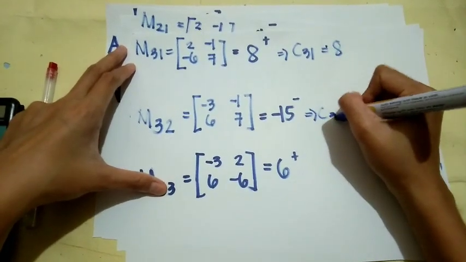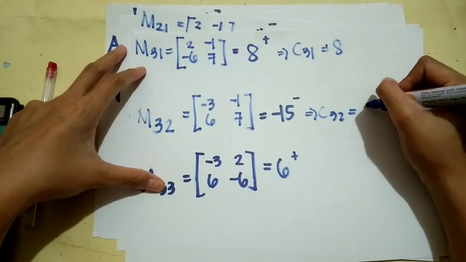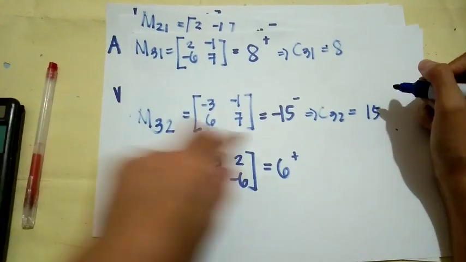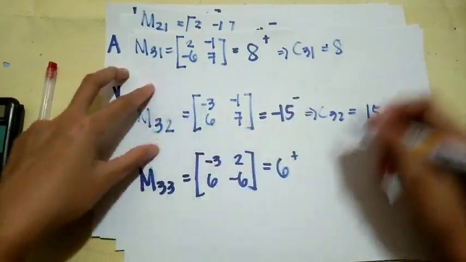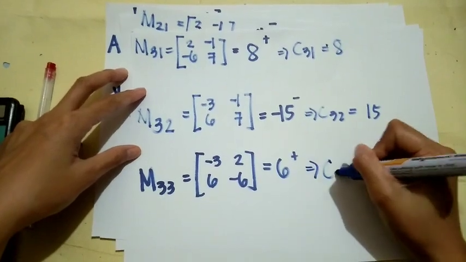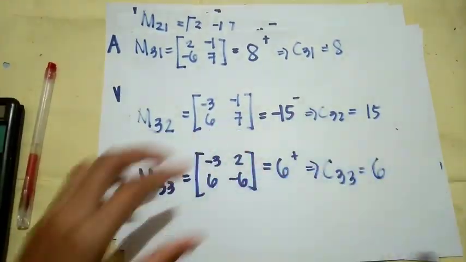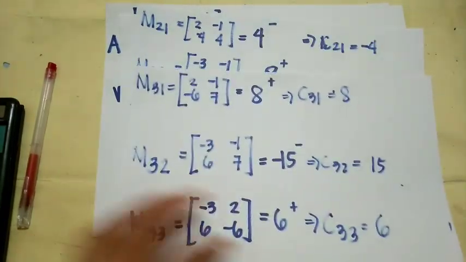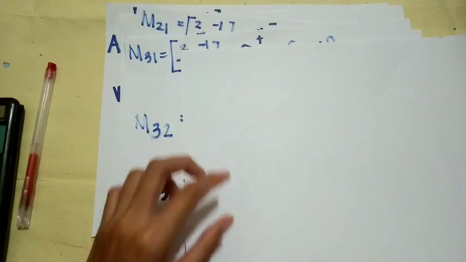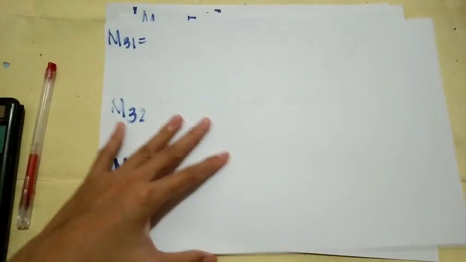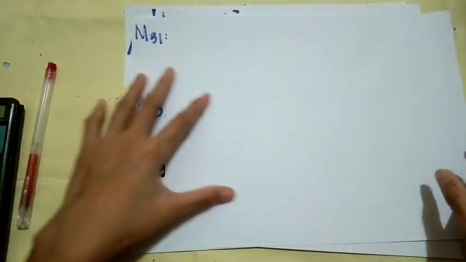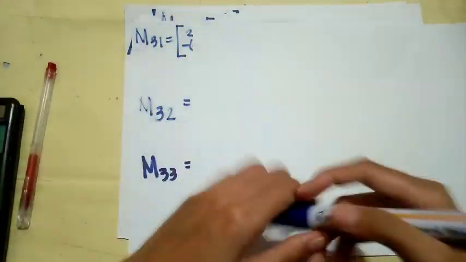Our C32 is positive 15, since negative 15 times negative 1 is 15. And then we have C33, which is still 6. Now we have our cofactors and minors, and we are done with our step 2, right? Now we have our step 3. Our step 3 is to get the cofactor and then transpose it.